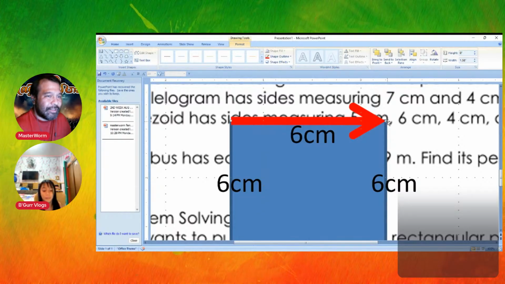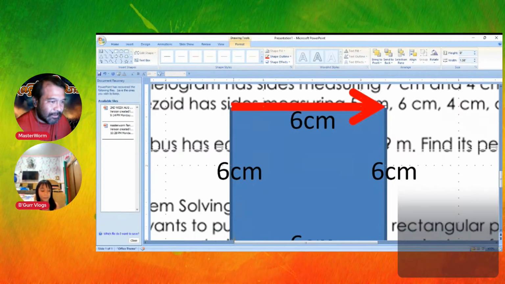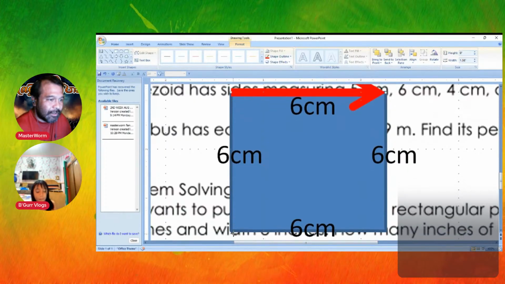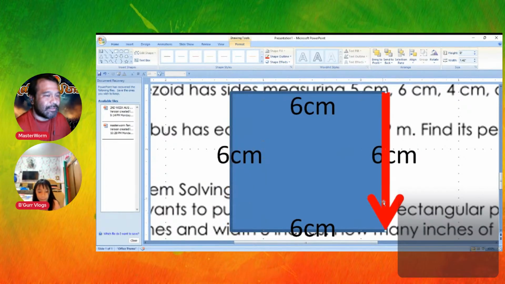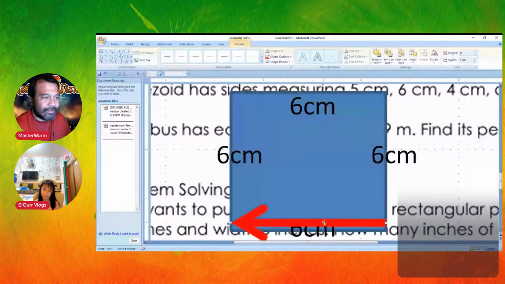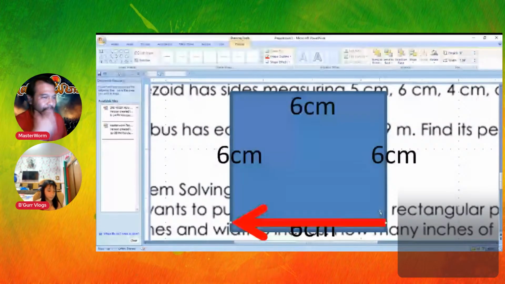And on the other hand, from here to here, that's also 6 centimeters. Right? Did you get it? And from the other side, from here to here, that's also 6 centimeters. And of course, from the other side, it's also the same. Okay?